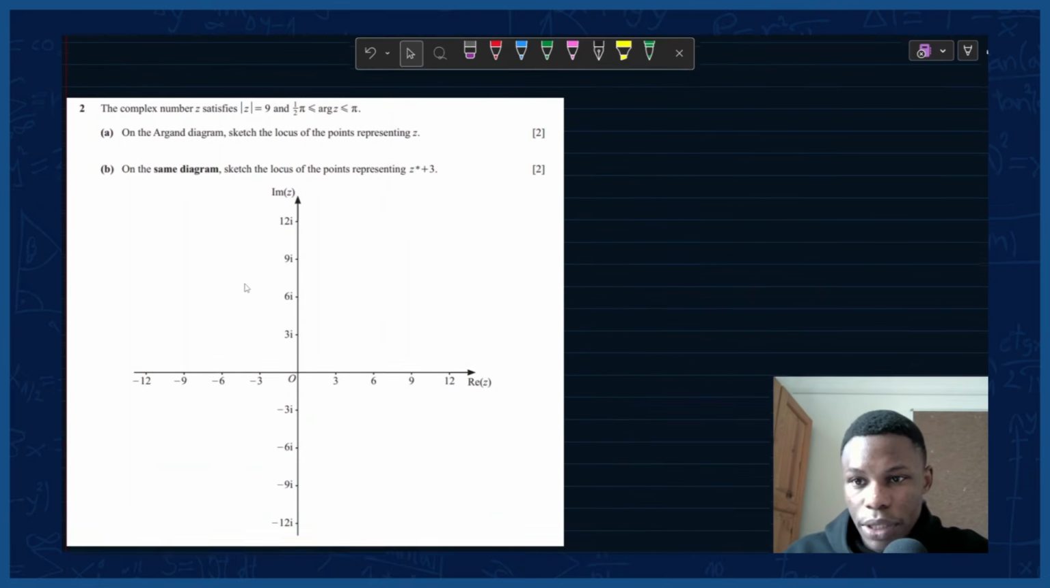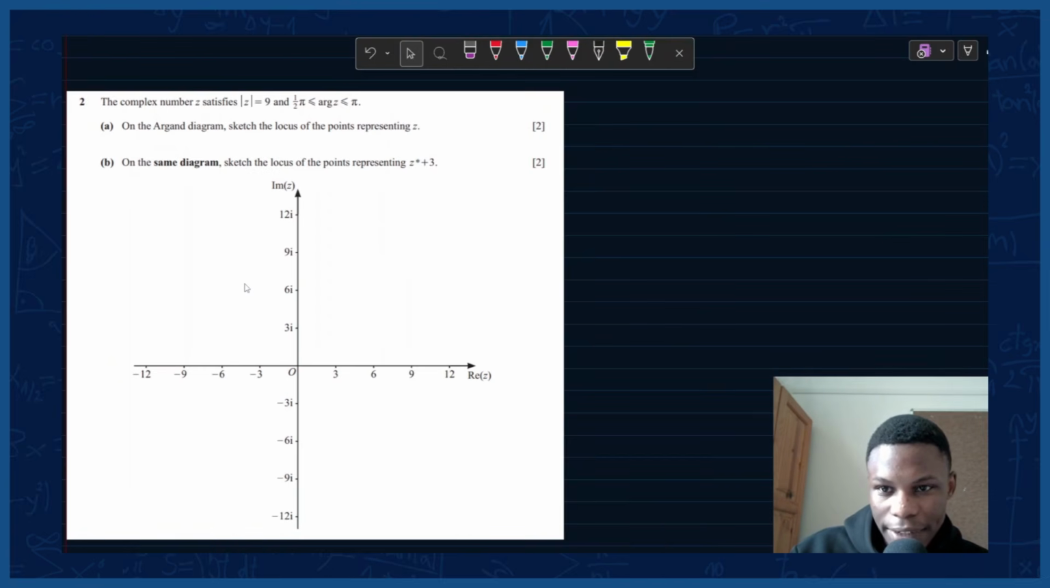Question number 2. The complex number z satisfies the modulus of z is 9, and the argument of z is between half pi and pi. Part A. On the Argand diagram, sketch the locus of the points representing z.